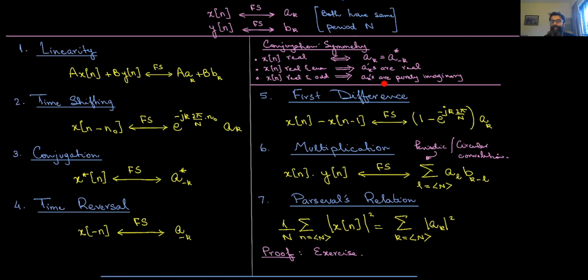Conjugation symmetry, सारी की सारी चीजें वही hold करती हैं. If x[n] is real, the Fourier series coefficients are conjugate symmetric. If real and even, the a_k's are real. If real and odd, the Fourier series coefficients are purely imaginary. Exactly the same thing that we've talked about earlier.